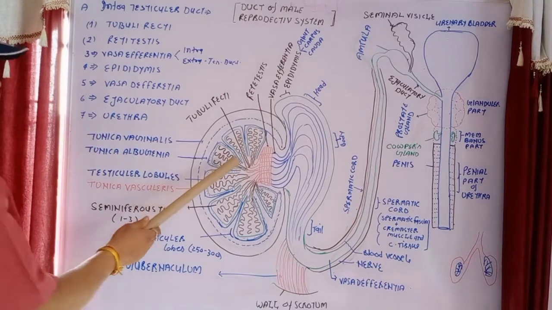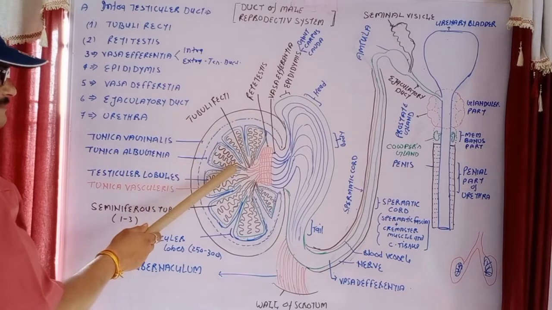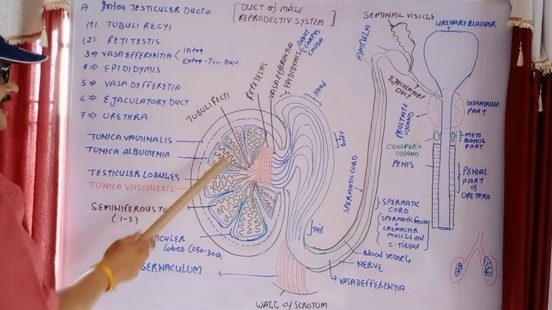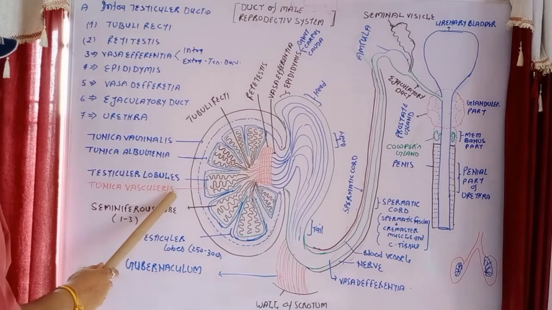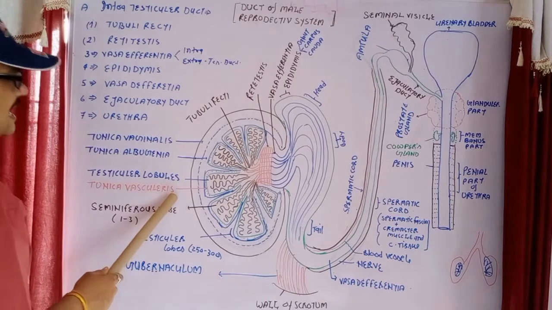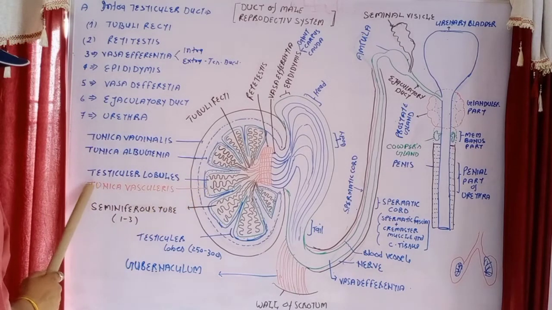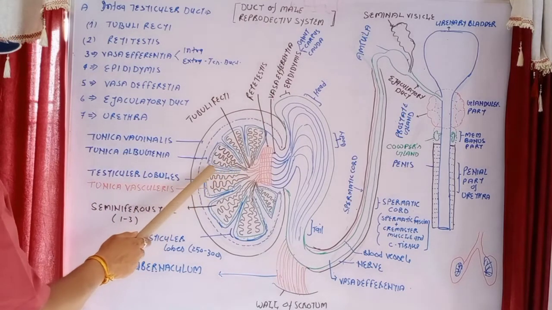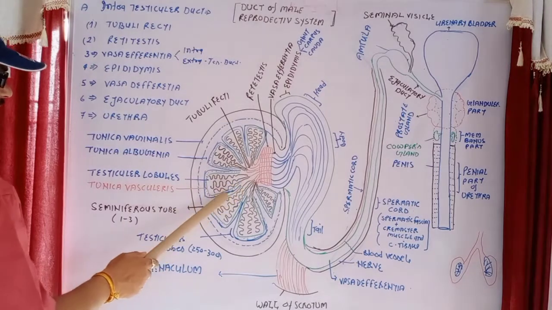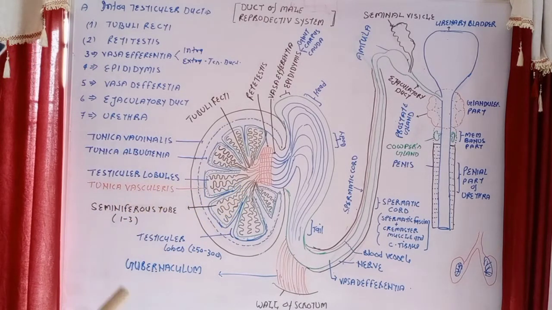This is a fibrous layer, and just below it connective tissue is present, and in that connective tissue blood vessels are present. That's why it is known as the tunica vasculosa. So just below the tunica albuginea, around the testicular lobule, there is the tunica vasculosa. Here in the connective tissue, many blood vessels are present. That's why it is known as the tunica vasculosa.